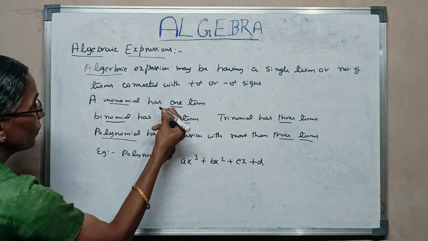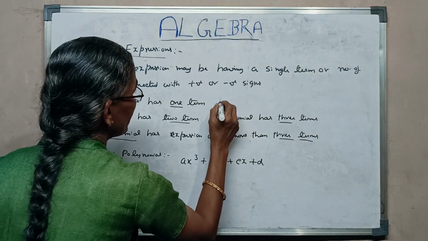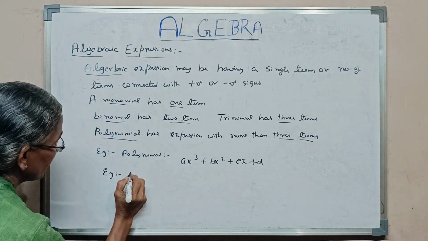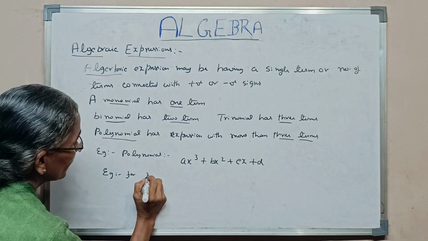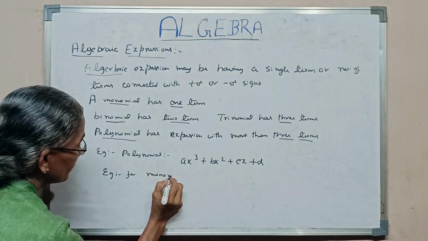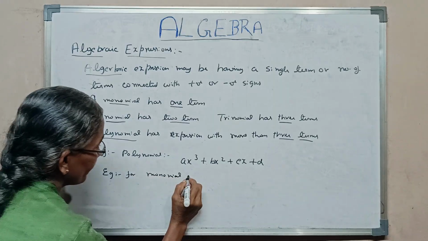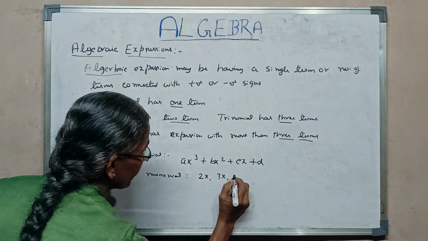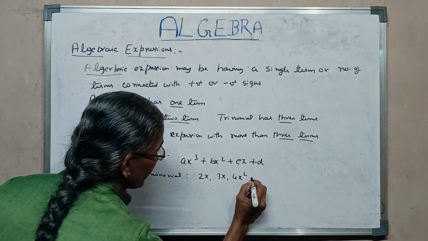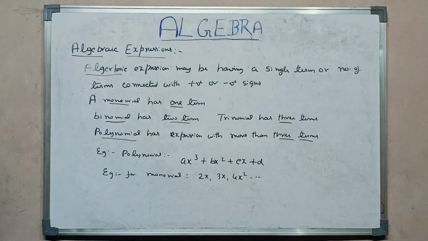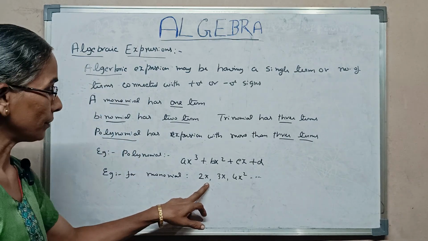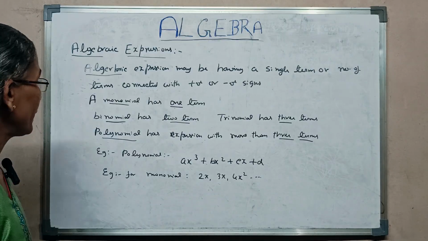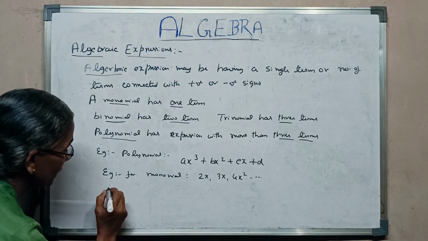Monomial means it is one term. Examples for monomial are 2x, 3x, 4x square, etc. Here the term is only one term. Monomial means one term. And now an example for binomial.